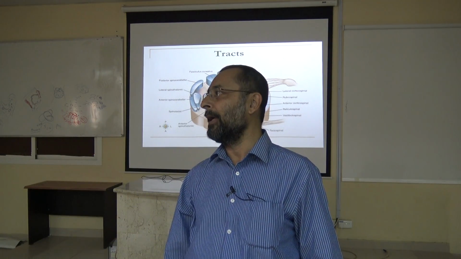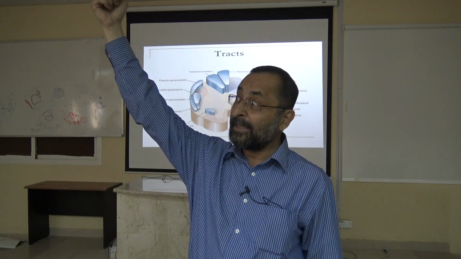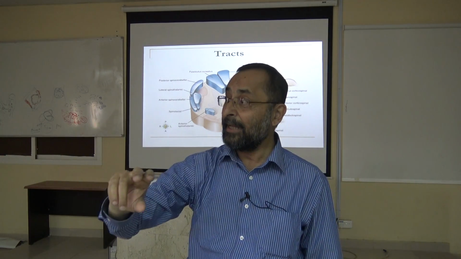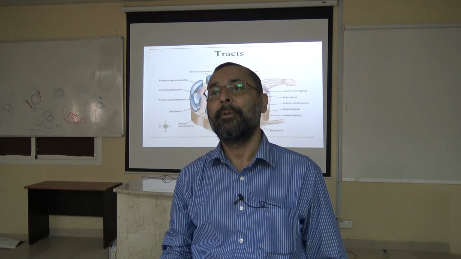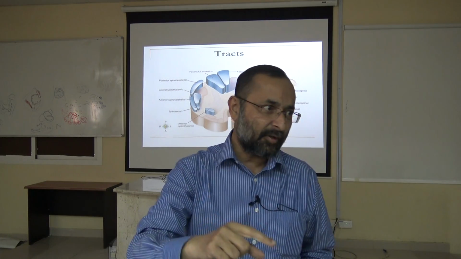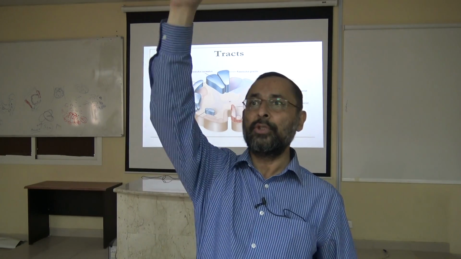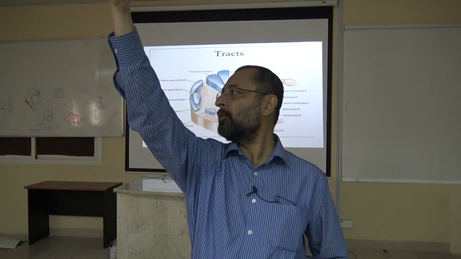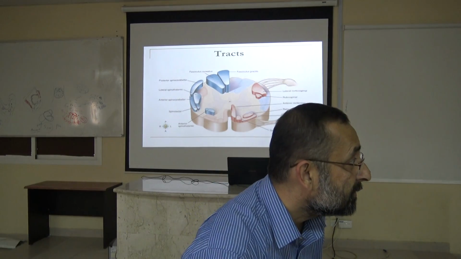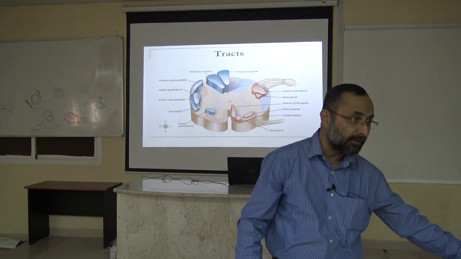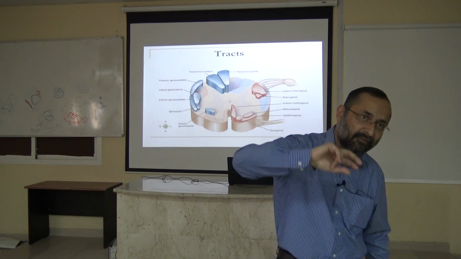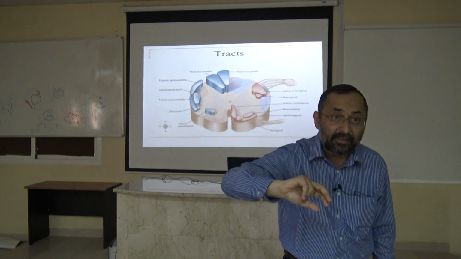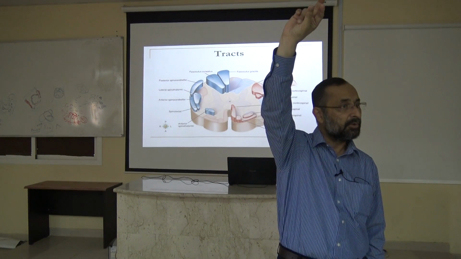Very nice thinking, okay? Its destination: it is going to nucleus gracilis, present in the medulla, and nucleus cuneatus, which is also in the medulla. So if the tract or bundle or fasciculus is going to nucleus gracilis, you will call it fasciculus gracilis. If it is going to nucleus cuneatus, you will call it fasciculus cuneatus. Fasciculus gracilis goes to nucleus gracilis. Fasciculus cuneatus goes to nucleus cuneatus.